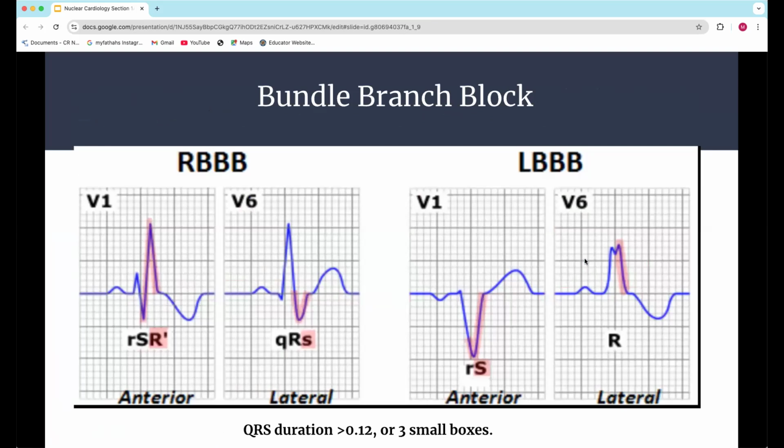Okay, so we have a right bundle branch block and a left bundle branch block because there's that right and left side. The main thing I want you to get from this, because there's a couple of different wave patterns, and because we're not making you EKG techs, I don't want you to stress. The thing I do want you to remember here is that you'll notice the QRS starts here and goes all the way to here. It's very lengthened. So a QRS duration that's greater than 0.12 seconds or 3 small boxes, okay? Your QRS should not get bigger than 3 small boxes.